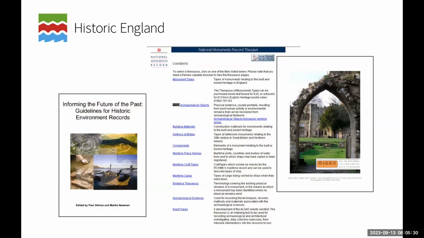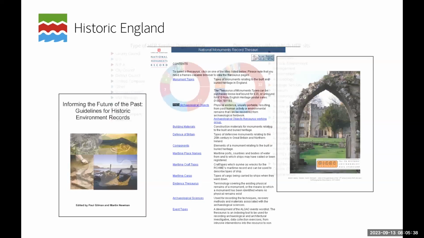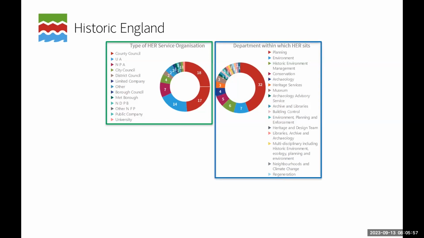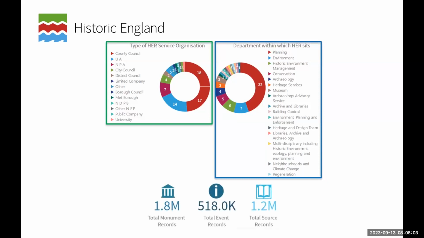We use a range of standards and guidelines and word lists which have evolved over time to ensure data integrity and consistency of recording. Now, most HERs are managed by local government authorities, county councils, district councils, unitaries, who have responsibilities within the planning system. And as a result, they're usually housed within planning teams within their parent organisation. Now, between us, English HERs hold nearly 4 million records on the historic environment in England. Now, as I say, most are managed by local authorities.